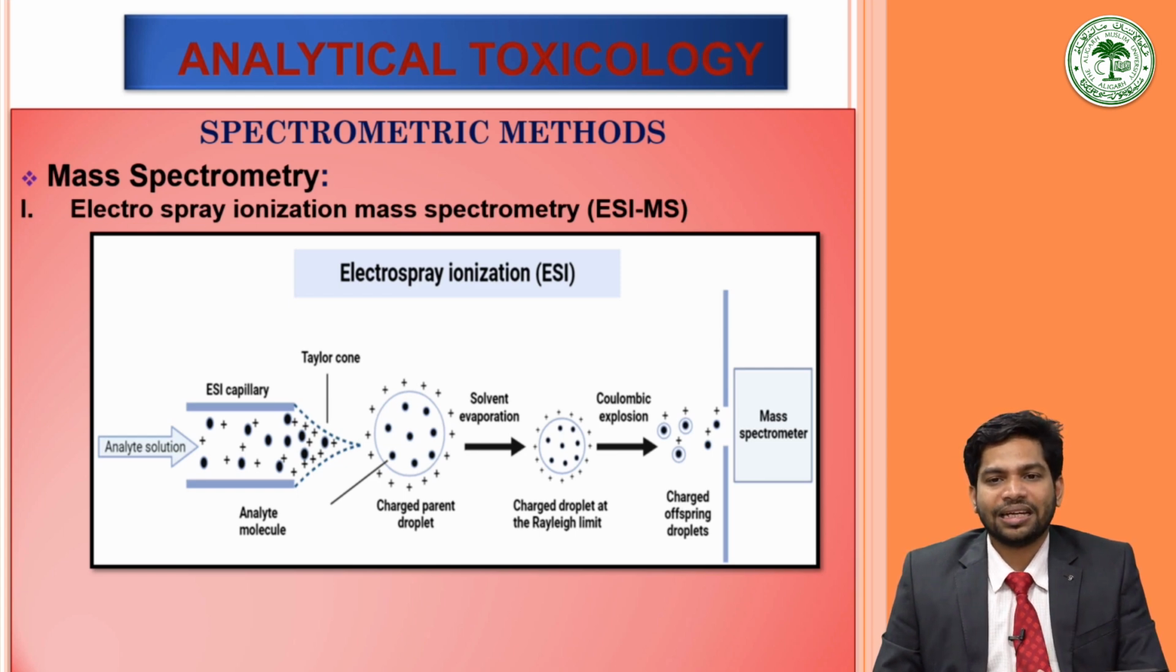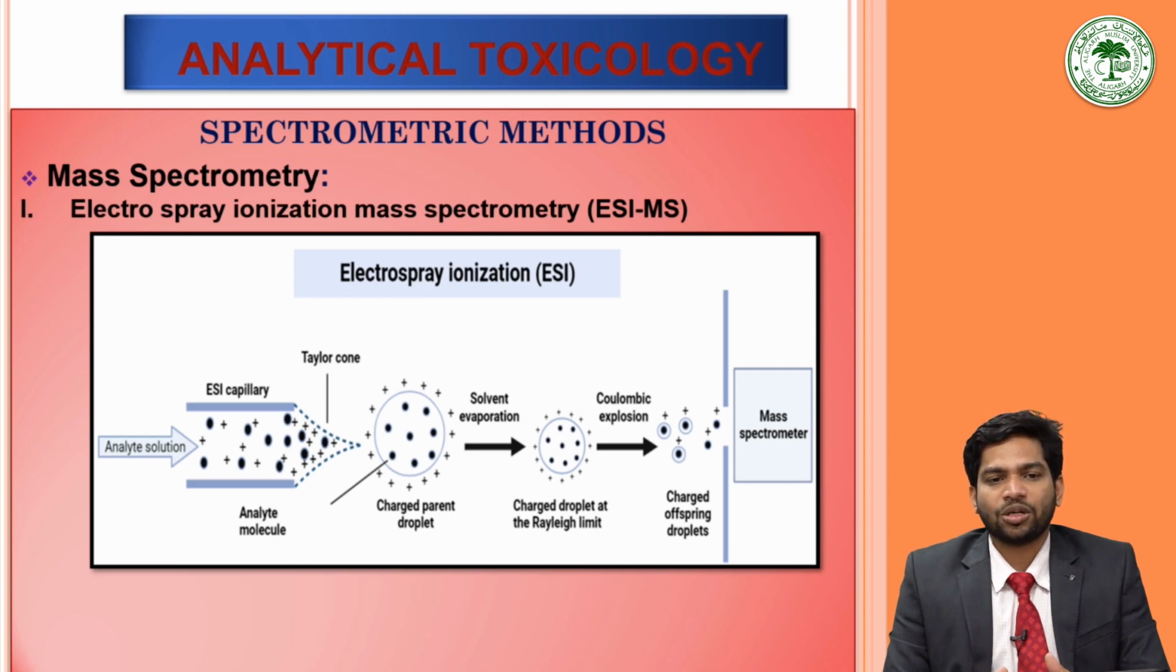It uses electrical energy to form the ions. Here, neutral compounds can also be converted into the ionic form. The steps for ESI-MS are first dispersal of a fine spray of charged droplets, followed by solvent evaporation, and then ion ejection from the highly charged droplets.